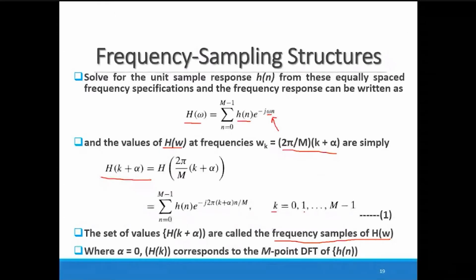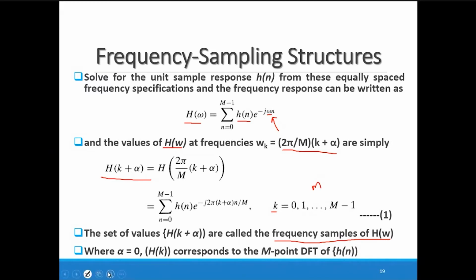So instead of getting H(omega) at once, we are taking samples of it. Each value of k will give you a sample value of H(omega). That's why the set of values H(k + alpha) are called the frequency samples of H(omega). Here we are taking k equal to 0 to M minus 1, which means we are getting a total of M samples.